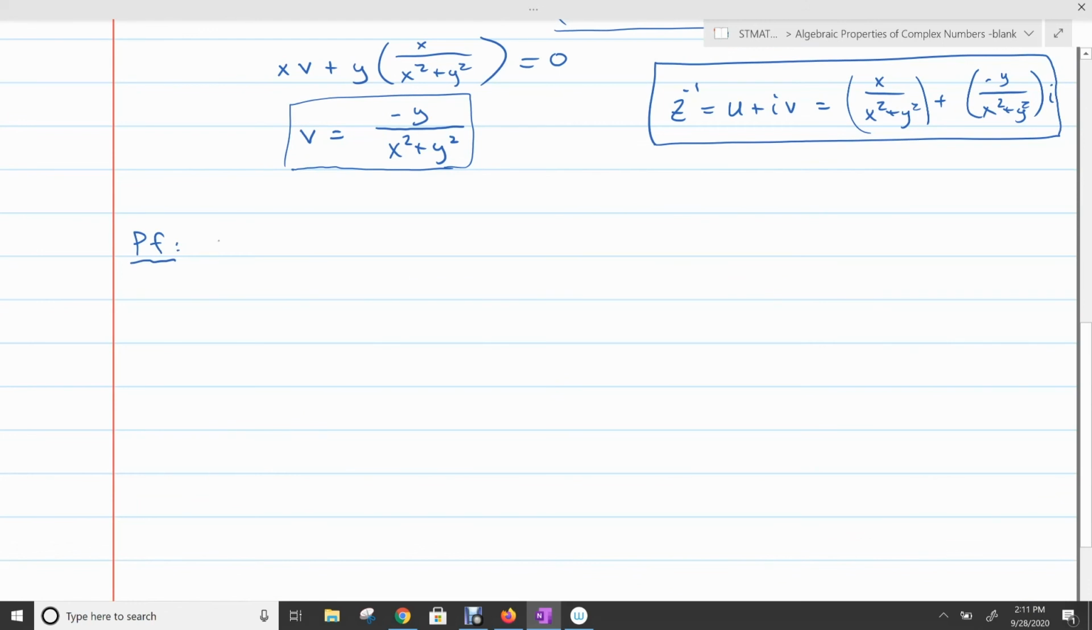For our proof, we just start with some arbitrary z. We'll call it x plus iy, and suppose that it's in the complex numbers minus 0. Now, one little subtlety is that in the formula we derived in our scratch work for z inverse, we got fractions where the denominator is x squared plus y squared. We just want to make sure that that's not equal to 0. Since z is not equal to 0, we know that x squared plus y squared is not equal to 0.